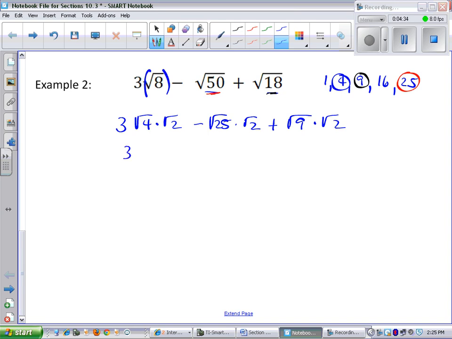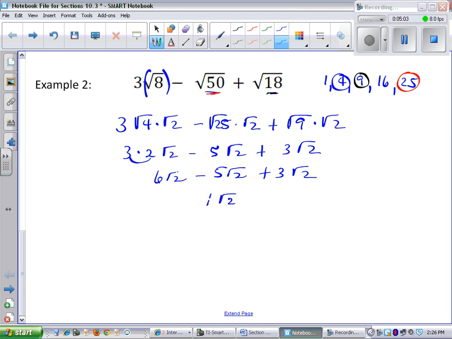3 times the square root of 4 would be 2 square roots of 2, minus the square root of 25 is 5 square roots of 2, plus the square root of 9 is 3 square roots of 2. So now I have 3 times 2, which is 6 square roots of 2, minus 5 square roots of 2, plus 3 square roots of 2. 6 minus 5 is 1 square root of 2.